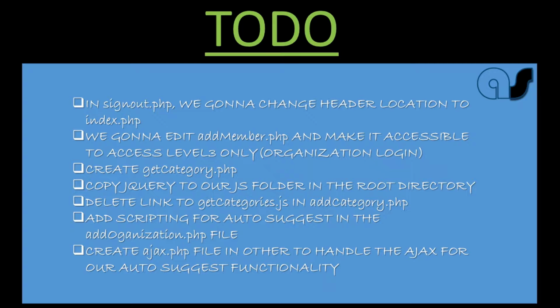Okay, now finally we're going to create ajax.php. It's this file that we're going to use to handle the ajax request, such that we can pull data from the database and display it on our browser without having to refresh anything. And this is what we're going to use to accomplish our auto suggest functionality.